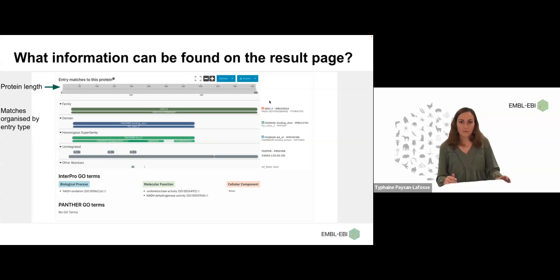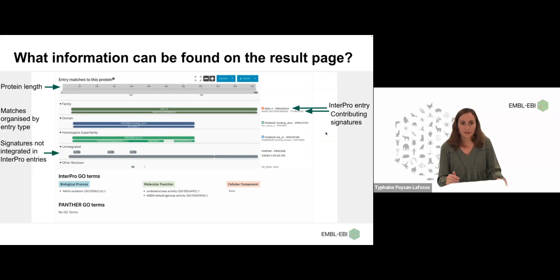And following that, all the matches to the InterPro entries and the models that they integrate are displayed by entry type, with always the InterPro entry at the top, followed by the different contributing signatures that are integrated in this entry. We also have this unintegrated category, which refers to signatures or models that haven't been integrated in InterPro entries for diverse reasons. And sometimes you will also have the other residues category, providing some per-residue annotations.